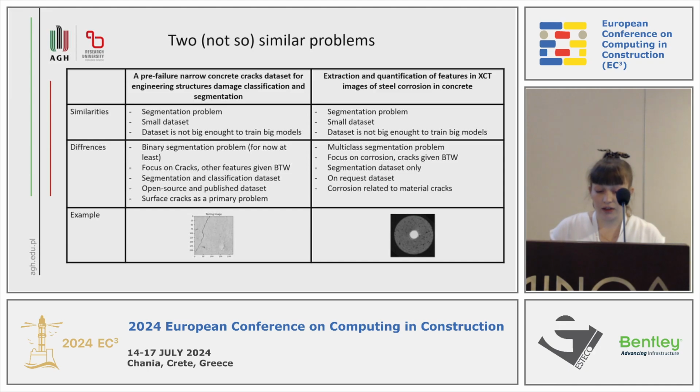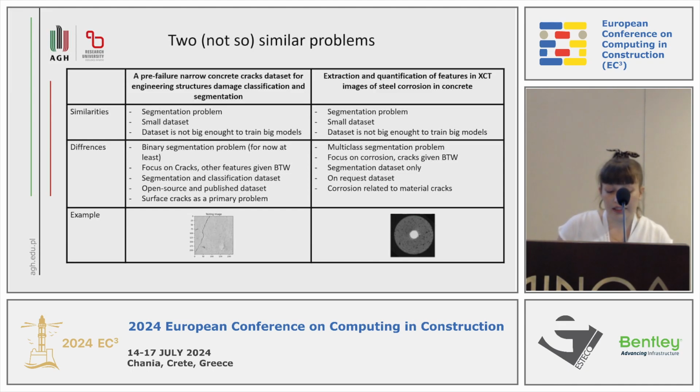And these datasets are not similar regarding the problems. What is the same for those datasets is that they are related to a segmentation problem, and they are small datasets, not big enough to train big machine learning models. And what are the differences between those datasets? Our dataset is a binary segmentation problem, for now at least.